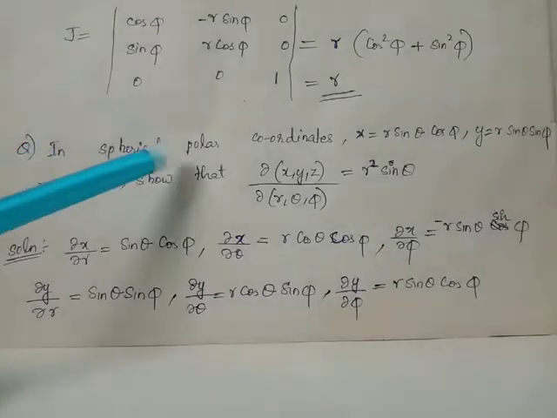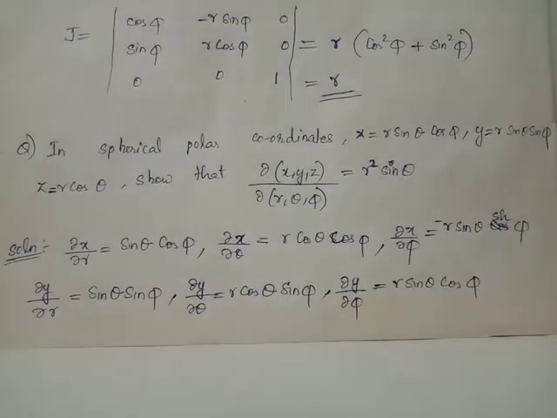In the spherical polar coordinate system, we have the transformation equations x equals r sin theta cos phi, y equals r sin theta sin phi, and z equals r cos theta. We will prove that the Jacobian involved when you change from the Cartesian system to the spherical coordinate system is obtained as Jacobian equals r squared sin theta.